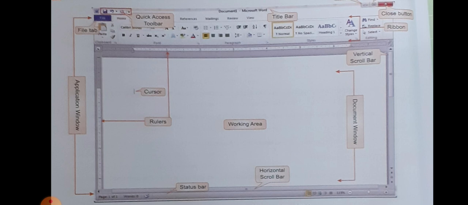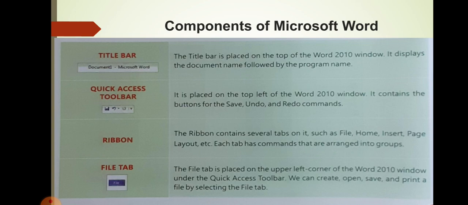Now, here you can see the MS Word window appears with a blank document, and the MS Word window has various components. So now here we will see the different components of Microsoft Word. First is title bar. The title bar is the topmost bar of the window. It displays the program name as well as current document name. Next is quick access toolbar. This is located on the extreme left of the title bar and it holds various frequently used buttons.